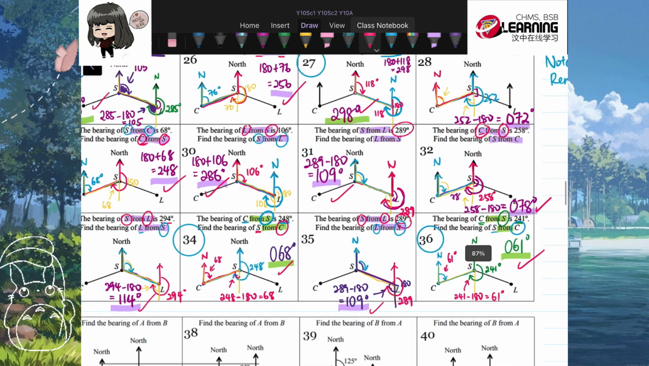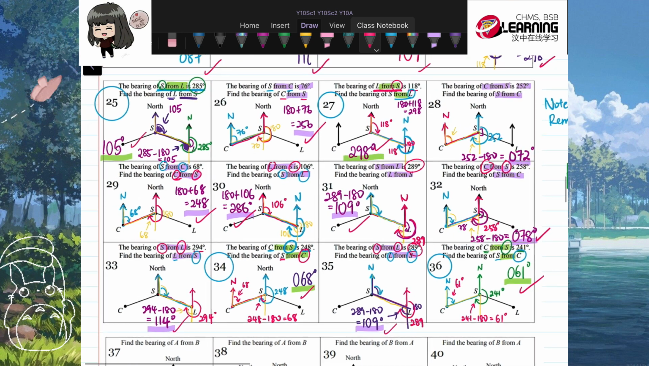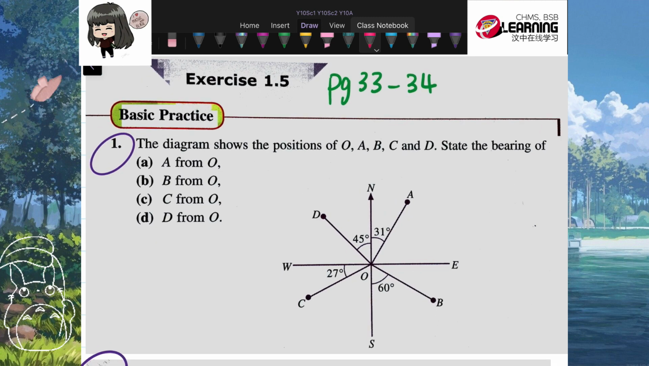Okay, so you can look at all the answers here. I already highlighted for you. Tick all the answers together. Okay, so we proceed to the next question here. Question 1. Okay, so all this, you need to state the bearing, and then all is from O. Okay, so this one easy, okay?